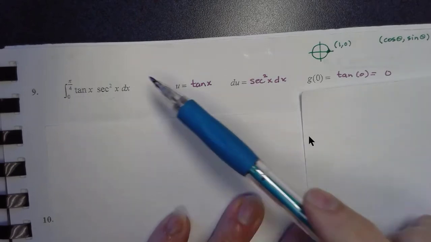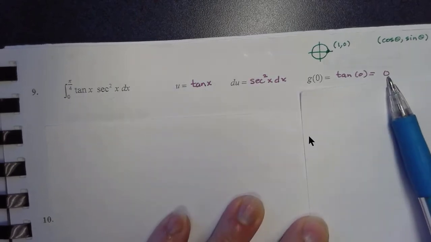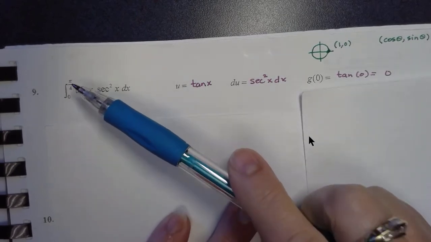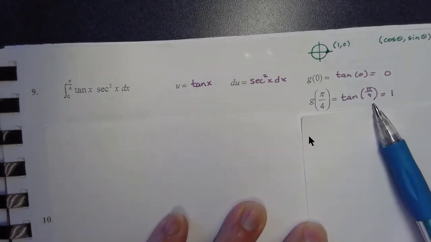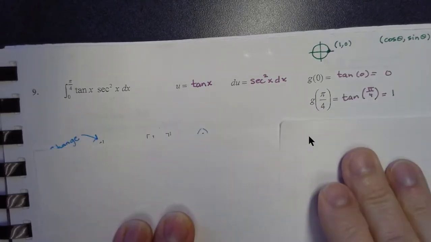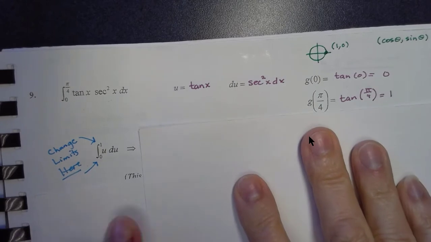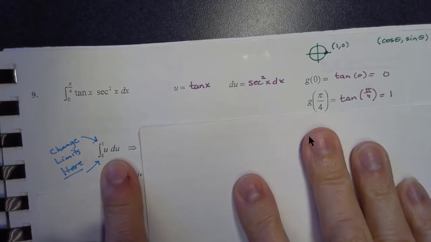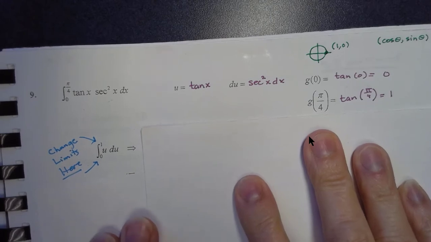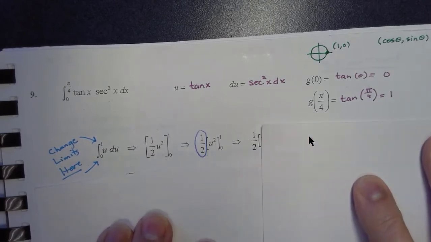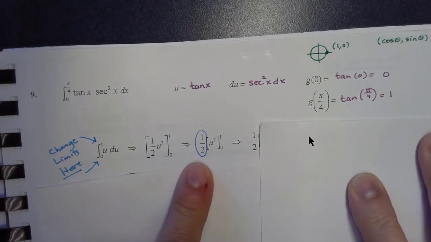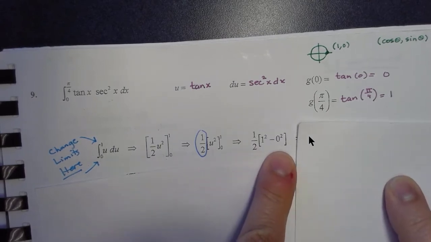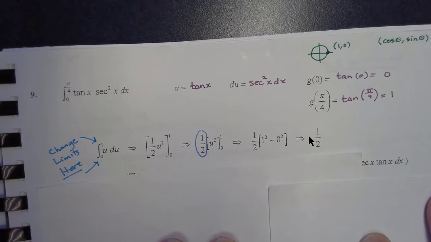The tangent of 0 is 0. That stays the same. The tangent of pi over 4 is 1. So we are going to change our limits at the step where you substitute your u. That's where it has to happen. Very important. And we're going to anti-differentiate. I like to bring the 1/2 out in front. Substitute 1, subtract, substitute 0, and there's your nice answer. Now, isn't that nice and easy?